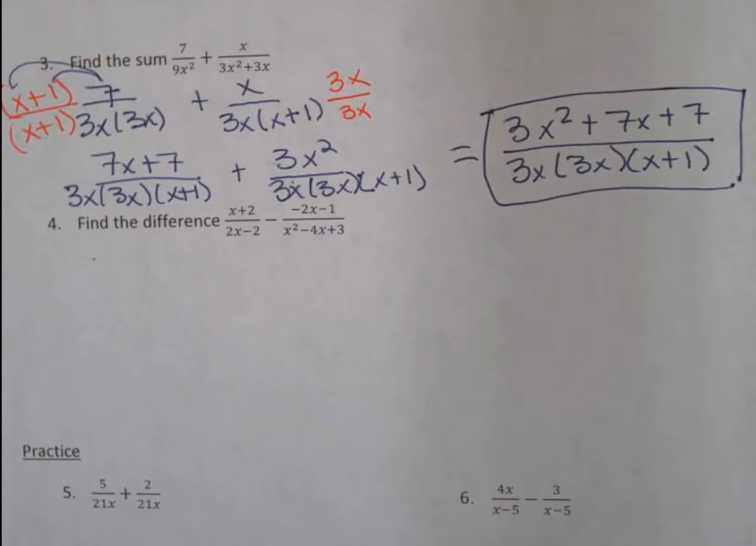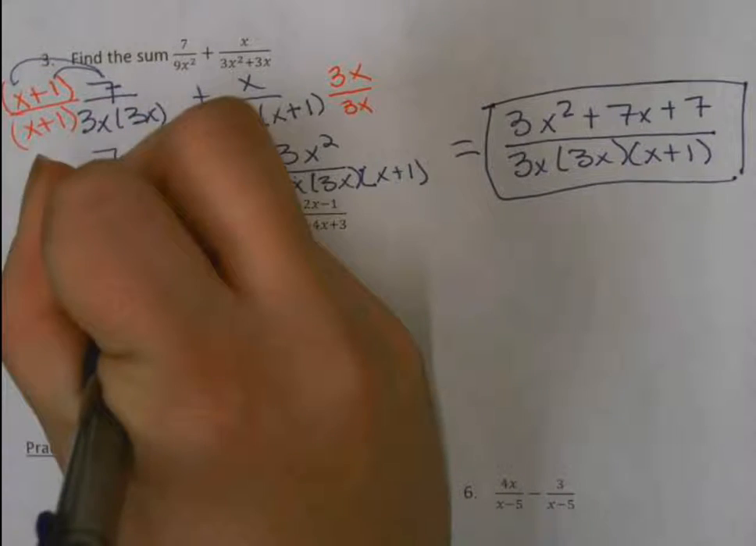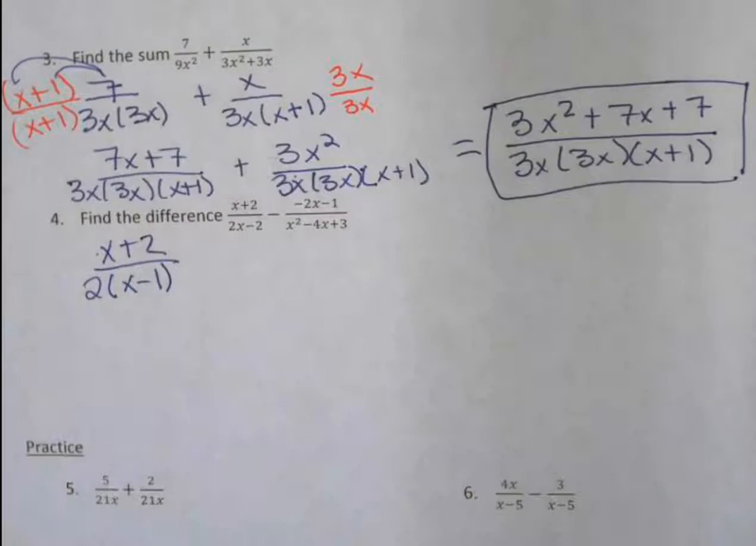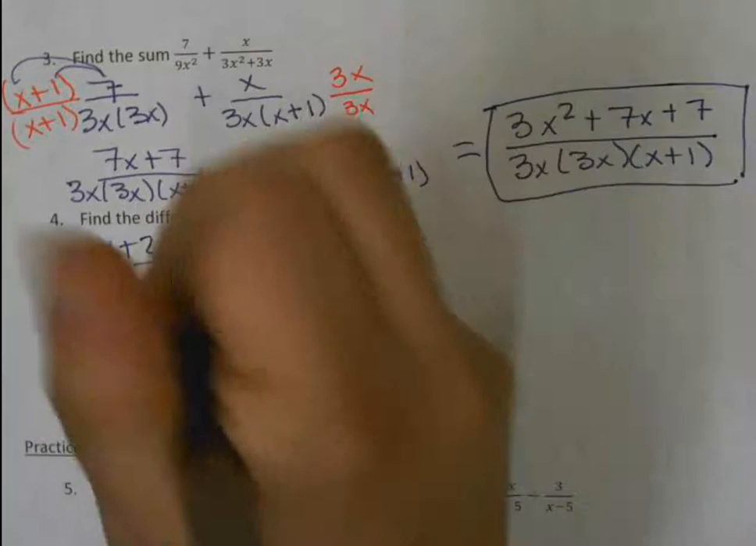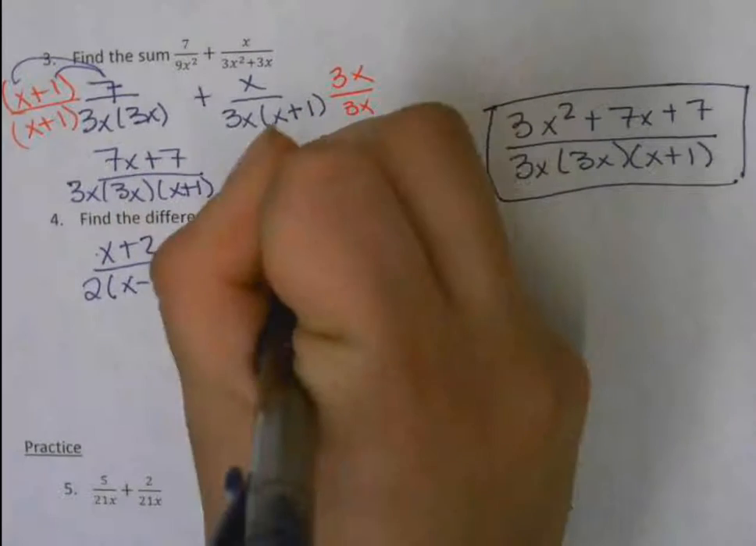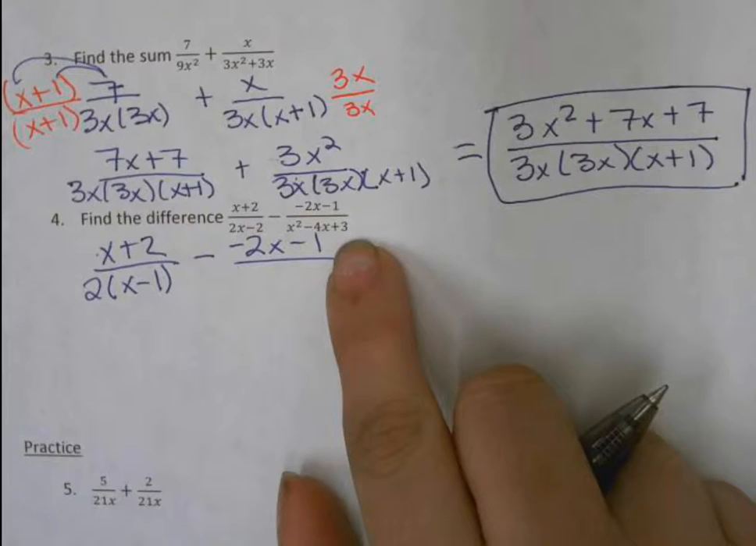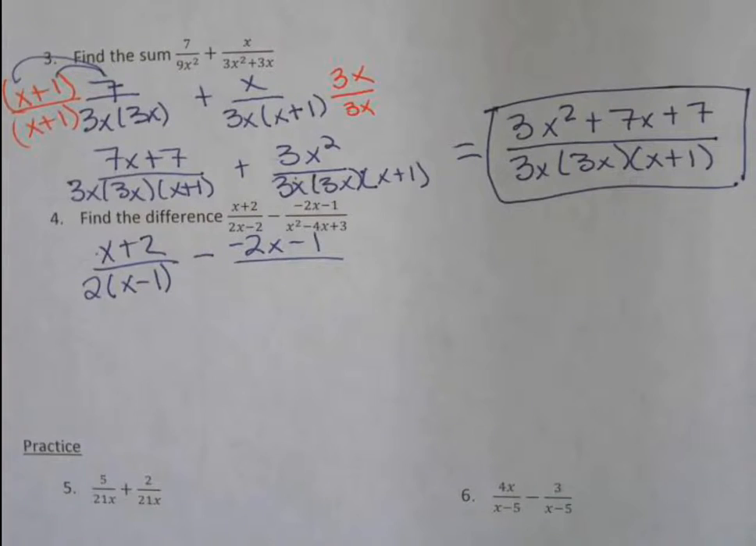Okay, so number 4 wants me to find the difference. It's going to work very similarly to number 3, except I'm going to have to remember to distribute the negative. So I'm going to start off by factoring my denominators. So I have x plus 2 on the top of the first one, and then I'm going to factor out a 2 of the second one, and then I get x minus 1. And then, what multiplies to positive 3 that adds to negative 4? Because I divided 2 out of both of the numbers.